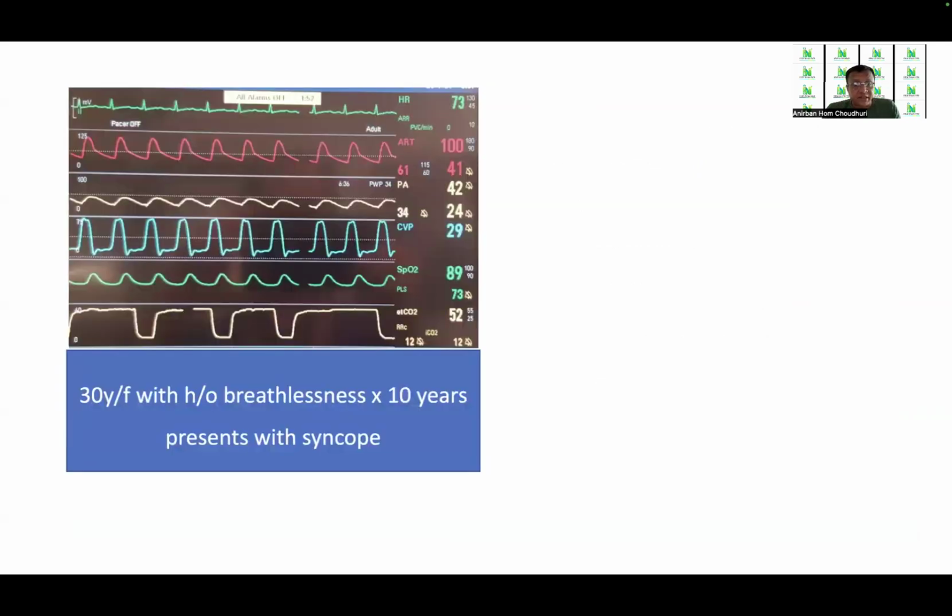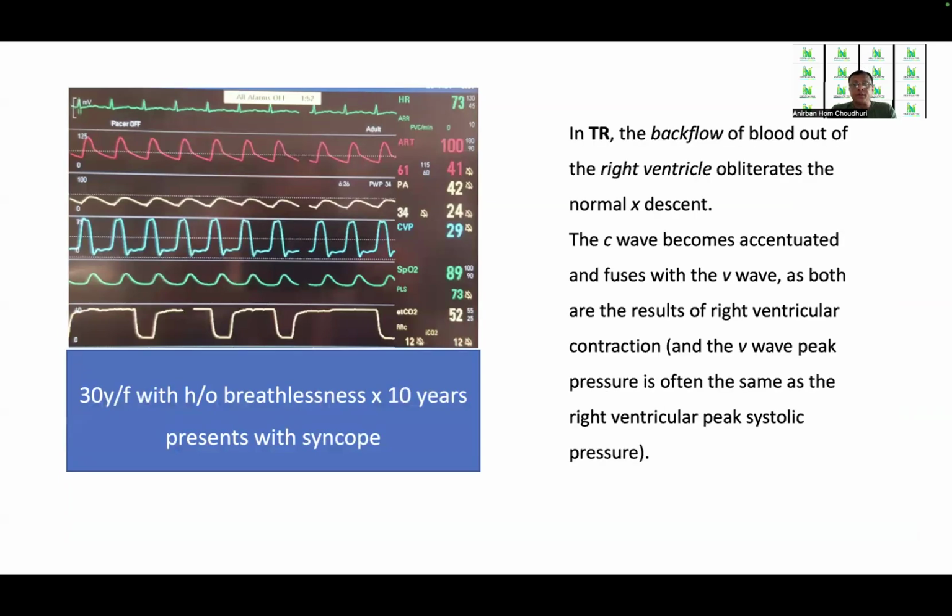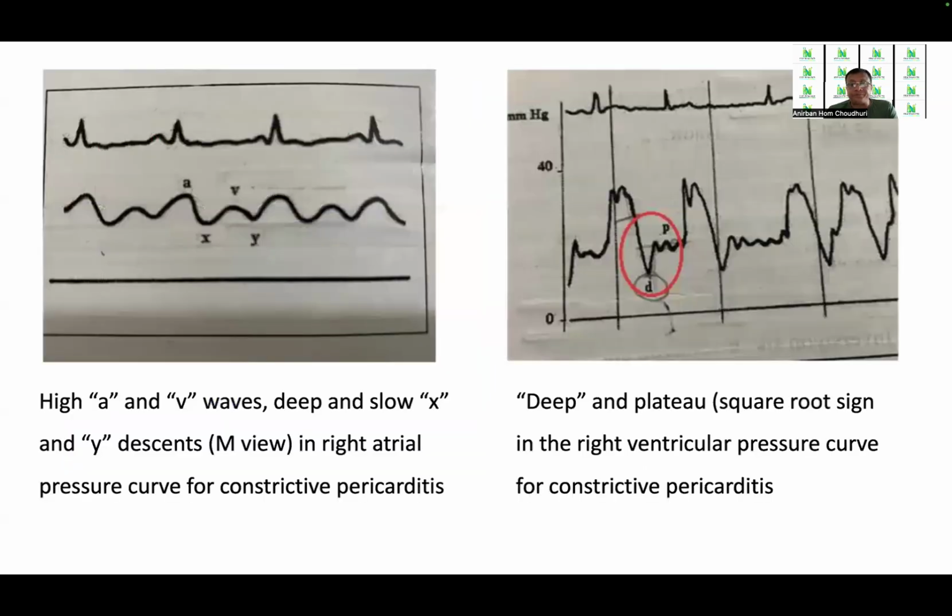Let's move into the next case. A 30-year-old female with history of breathlessness for 10 years presents with syncope. If you see something like this, you will find that the C wave becomes accentuated and fuses with the V wave because both are results of right ventricular contraction, and the V wave peak pressure is often the same as the right ventricular peak systolic pressure. And in here, the main pathology is that the backflow of blood out of the right ventricle obliterates the normal X descent. So this is the basic physiology.